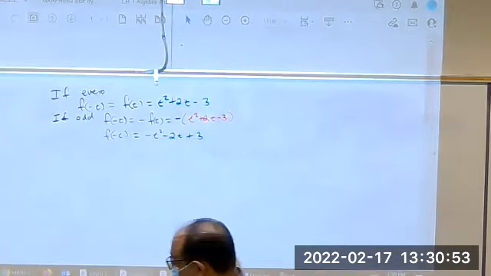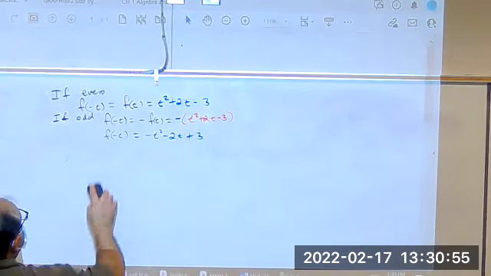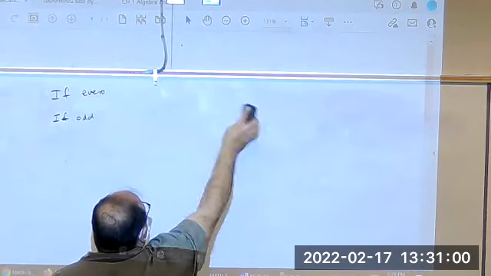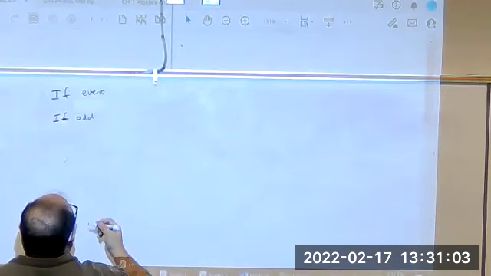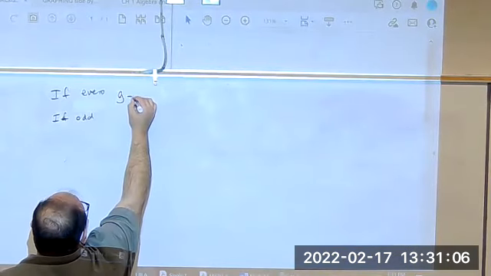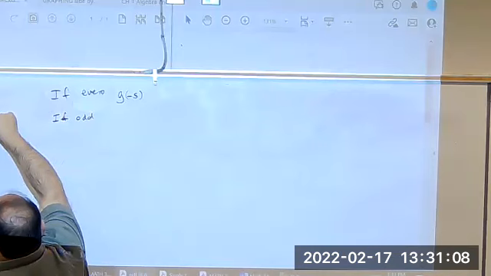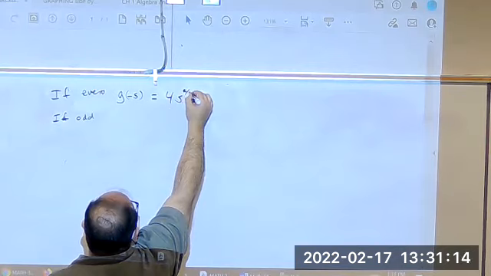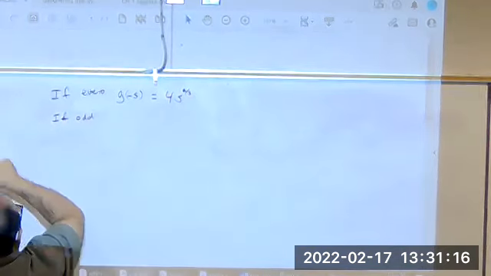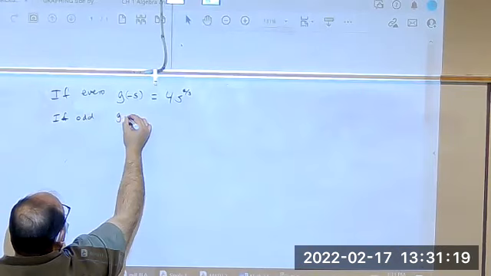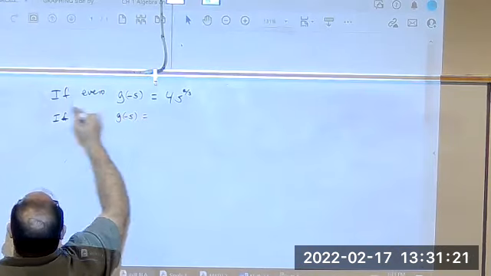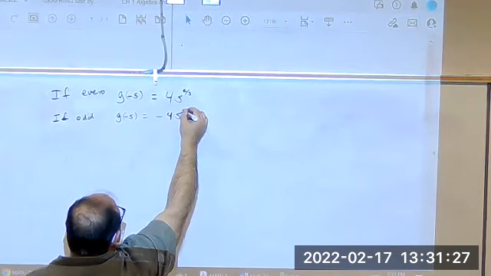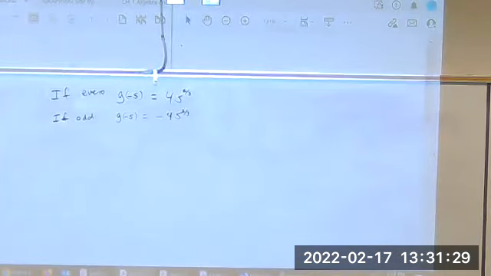So in this case, if it's even, we're supposed to get the same y answer. So if it's even, g of negative s would be exactly the same answer. It would be 4 times s to the 2/3, exactly the same as that one. If it's odd, then g of negative s would be the opposite of this answer, negative 4 s to the 2/3. Just the opposite.